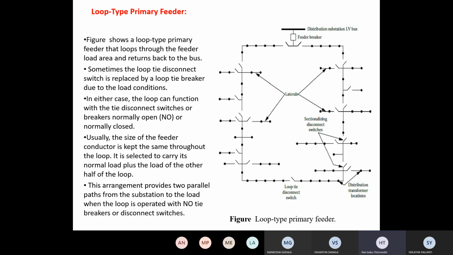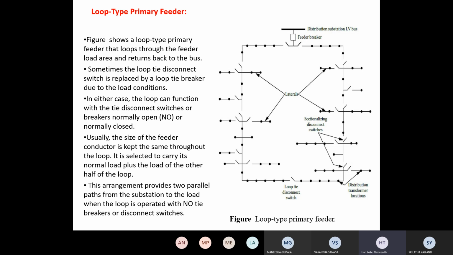Usually the size of the feeder conductor is kept the same throughout the loop, right? In a radial feeder, the size may be reduced from the starting to the ending, right? The starting size may be more and the ending size may be reduced. But coming to the loop, the size may be the same throughout the loop. It is selected to carry its normal rating.